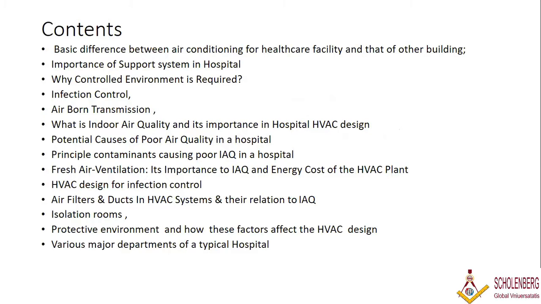This module briefly covers the basic difference between air conditioning for a healthcare facility and that of a normal building or other type of industrial building or even a commercial building or residential building. And the importance of support systems in a hospital and why we need a controlled environment. What is infection control, airborne transmission, what does it mean? Then what is the definition of indoor air quality? Then what are the potential causes for poor quality in a hospital? Then what are the principal contaminants causing poor indoor quality?